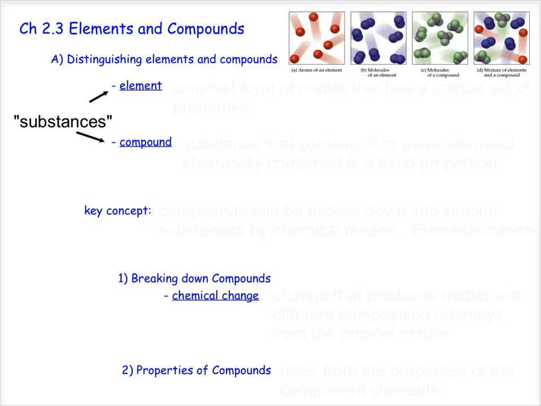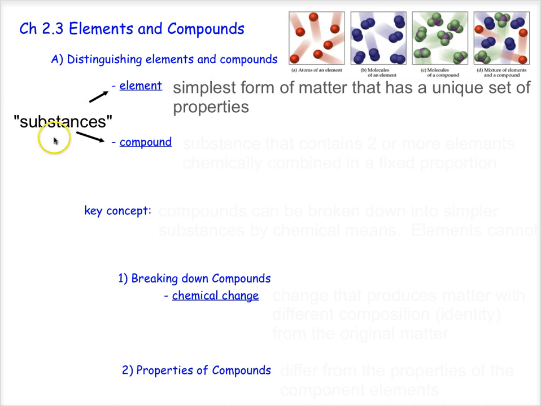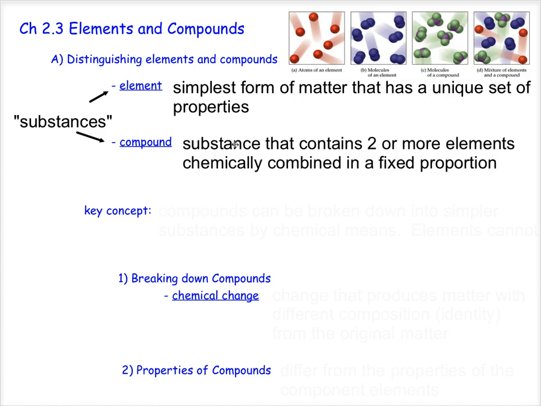Section 2.3 is learning to distinguish between elements and compounds. We referred to elements and compounds in our last lecture as substances. In this course, if you use the word substance, or if you hear the teacher use the word substance, we are referring to it as either an element or a compound. Right? So defining what an element is: it is the simplest form of matter that has a unique set of properties. And a compound is a substance that contains two or more elements chemically combined in a fixed proportion.